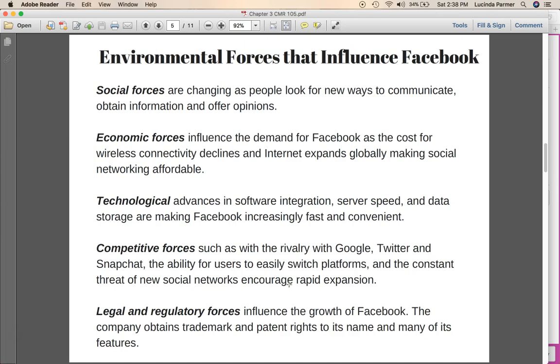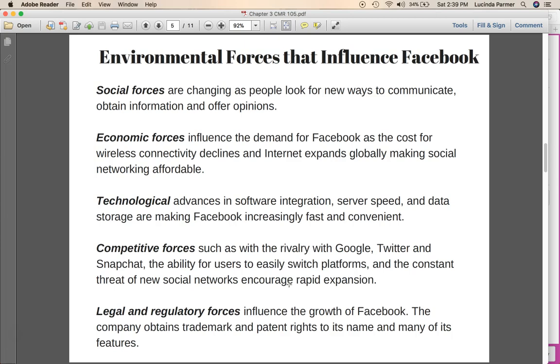Economic forces influence the demand for Facebook. As more and more people around the world are gaining access to internet connectivity and these types of smartphones and iPads and laptops, that can definitely have a positive influence. It could be positive or negative, depending on if that internet connectivity is there or not for someone, of course. But overall, it's helping Facebook, right?